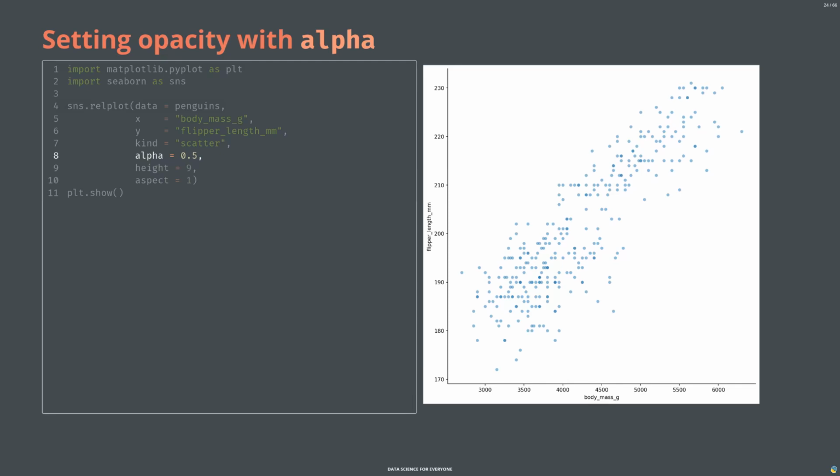The last customization we'll look at is transparency. You can control this by using the alpha parameter. It takes a value between 0 and 1, where 0 means the points are completely transparent and 1 means they are fully opaque. In this example, we have set alpha equals to 0.5. This makes the points partially see-through, which is especially helpful when many points overlap. By adjusting transparency, you can better see where points are densely clustered or more spread out, making the plot easier to interpret.